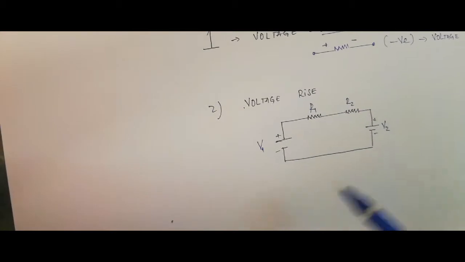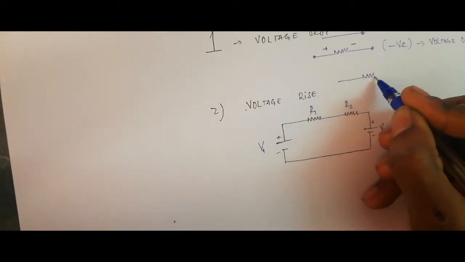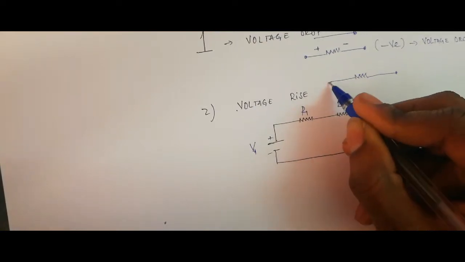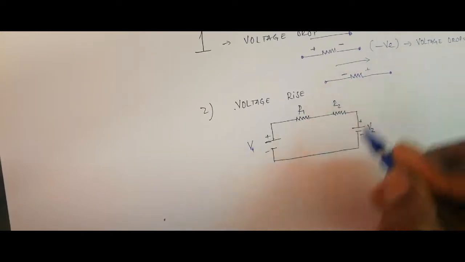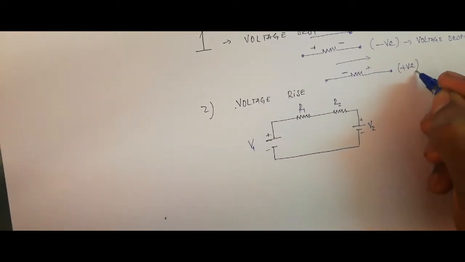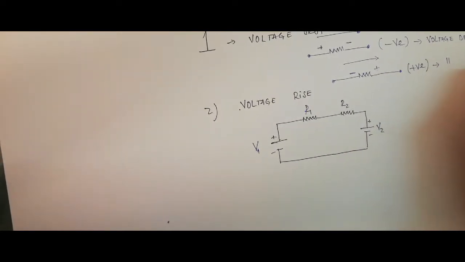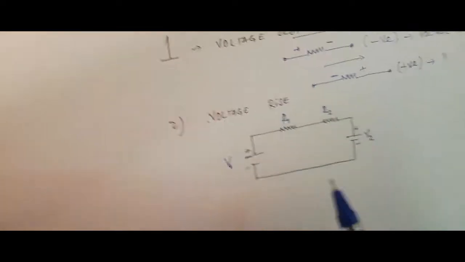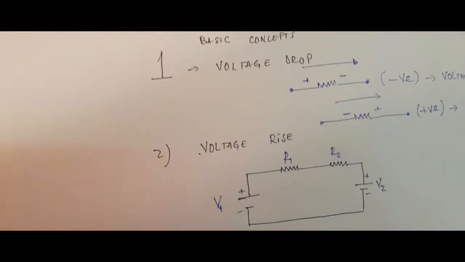So suppose we have the opposite situation. Okay, we are coming from negative potential to positive potential. The direction of the current is like this. This we're going to call positive, and we call it voltage rise. Okay, this is one of the concepts that we're going to use to explain or to clarify this theorem.